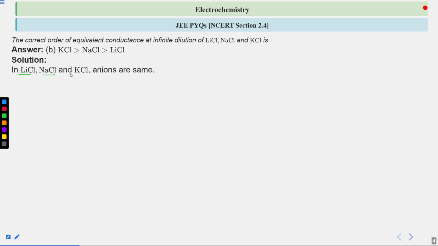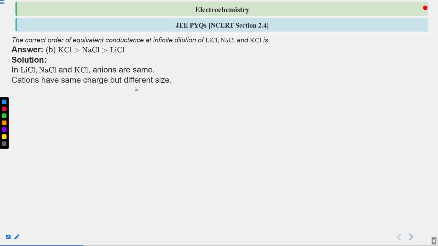So in these three compounds, LiCl, NaCl, and KCl, the anions are the same, that is chloride. As I said, these three are ionic compounds, which means they dissociate into a positive ion and a negative ion. In LiCl, the positive ion will be Li+ and the negative ion will be Cl-. In NaCl, it will be Na+ and Cl-, and in KCl, it will be K+ and Cl-. Now, if you observe, the Cl-, that is the anion, is the same in all three compounds.